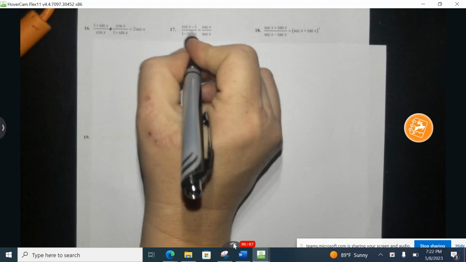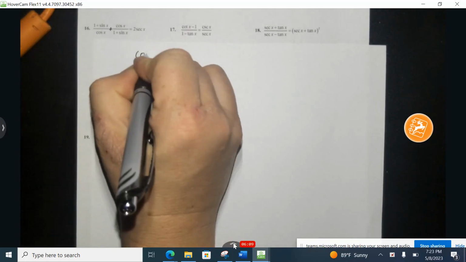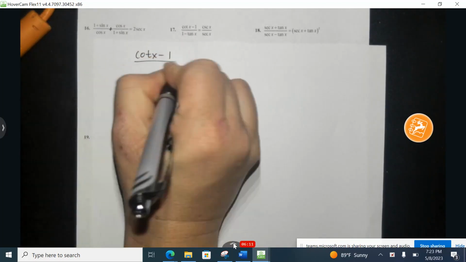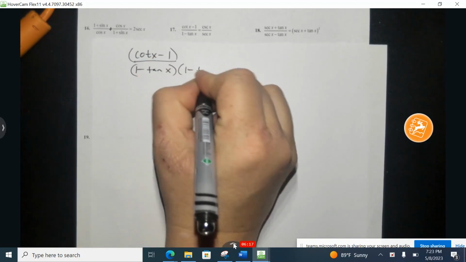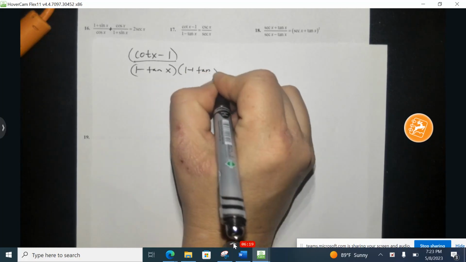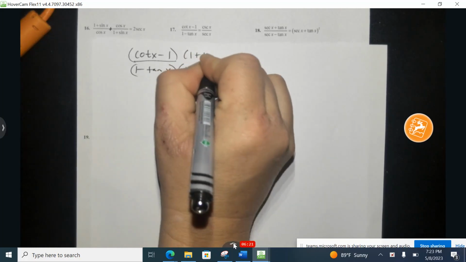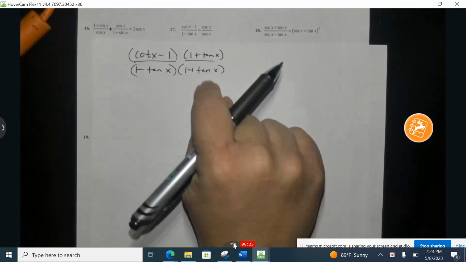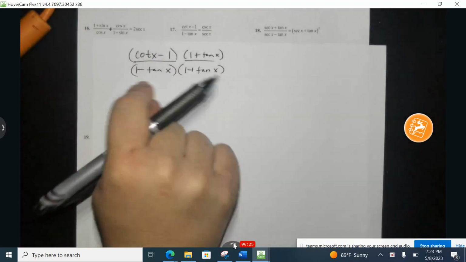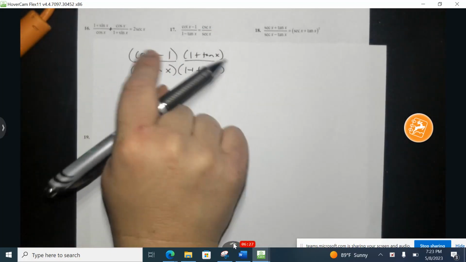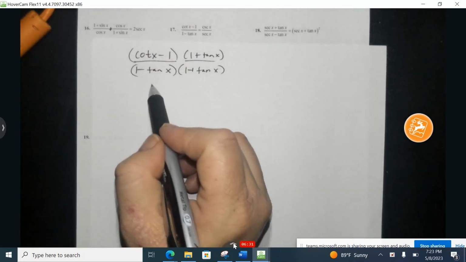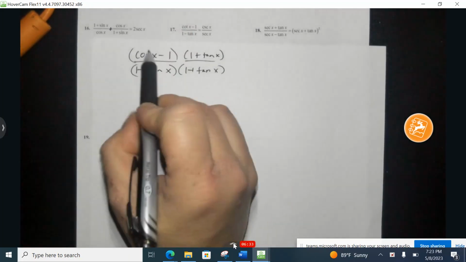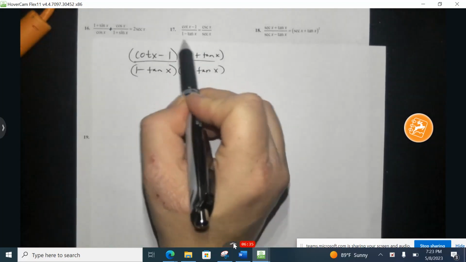Okay, so I'm going to start by taking the left-hand side, and I'm going to multiply both the top and bottom by 1 plus tangent x. As long as you multiply the top and bottom by the exact same thing, it does not change the original left-hand side of this equation. Then I'm going to go through and FOIL. This is all on the left-hand side.